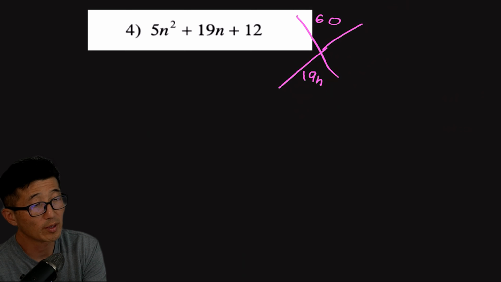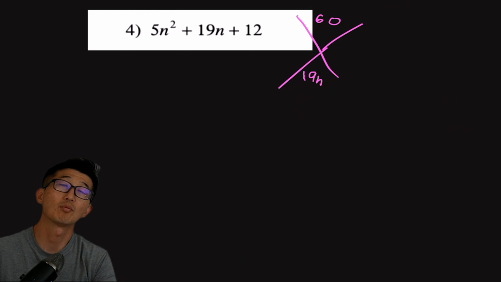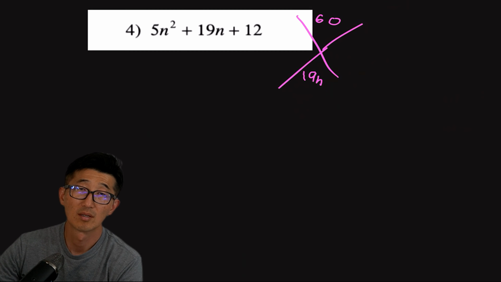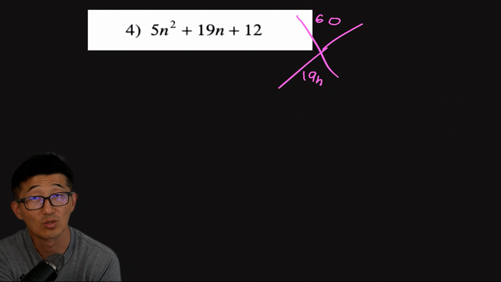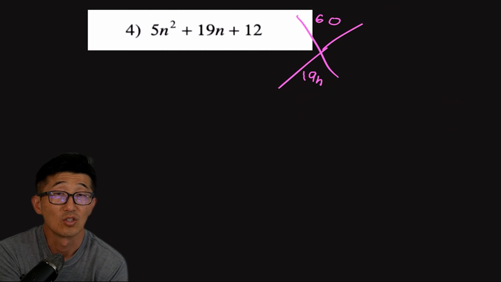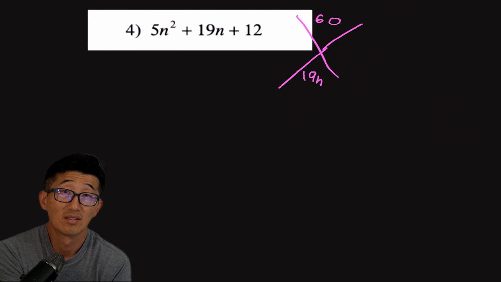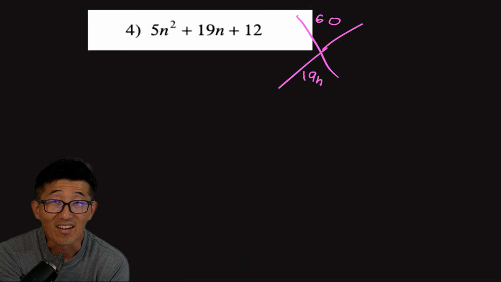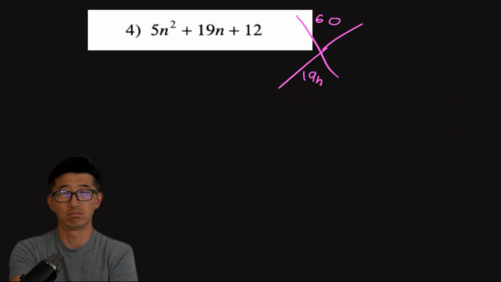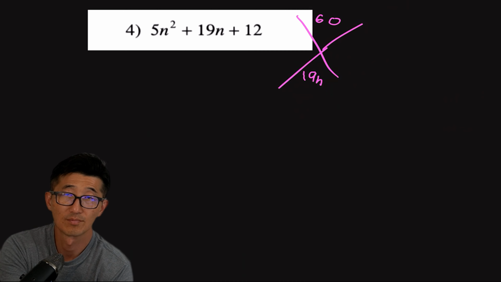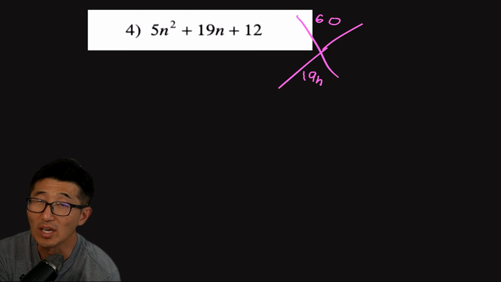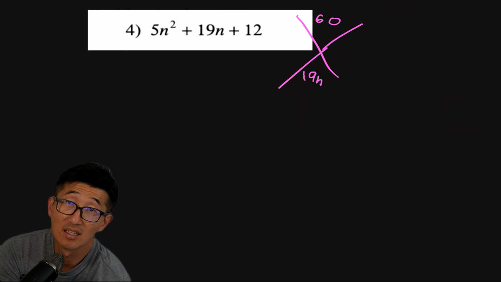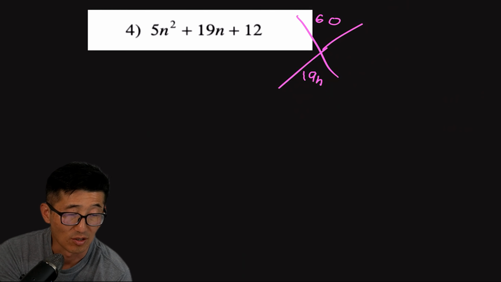Two numbers that multiply to 60 but add up to 19. What two numbers multiply? Wait, no. You got 10 times 6, which doesn't work, right? You got 12 times what? 5. What else? 60. You got 2 times 30. 4 and 15. Okay, there you go.